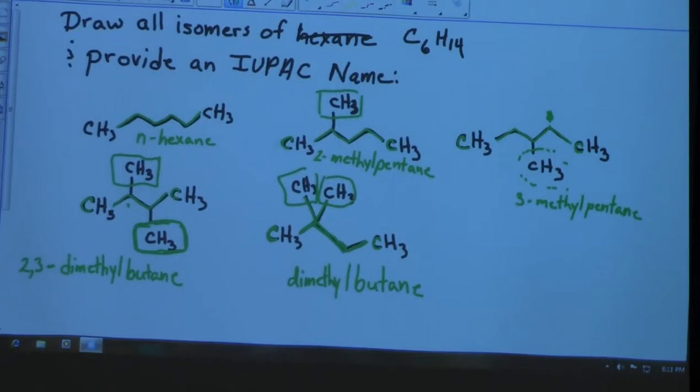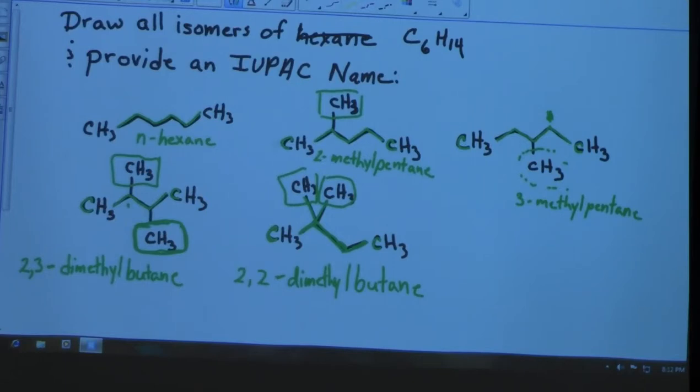Again, notice all one word. But now I have to indicate where they are. Is it enough for me to say 2-dimethylbutane? The answer is no. It has to be 2,2. And what do I always need between a number and a word? A dash. Okay, it's a 2,2-dimethylbutane.